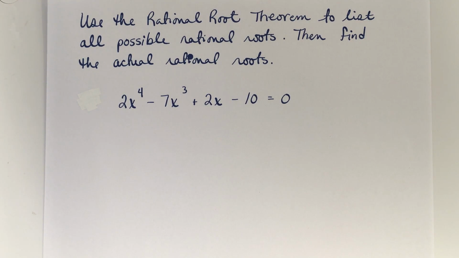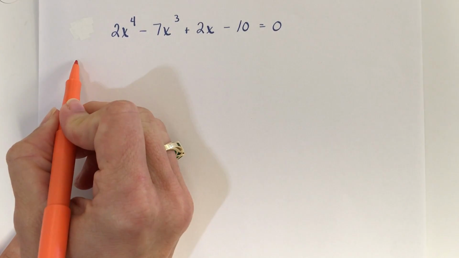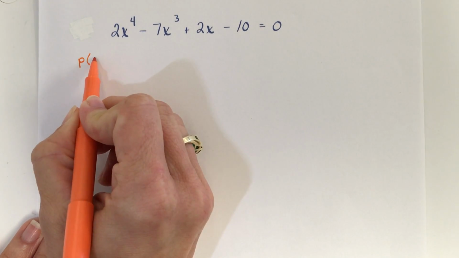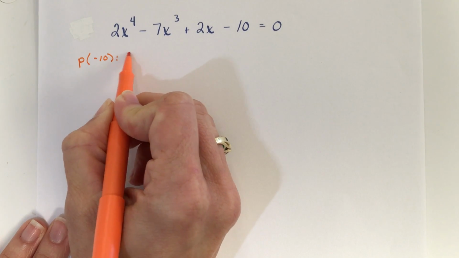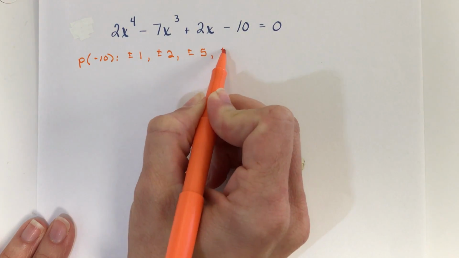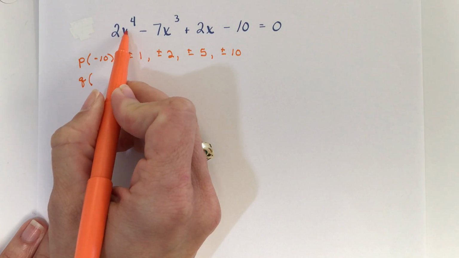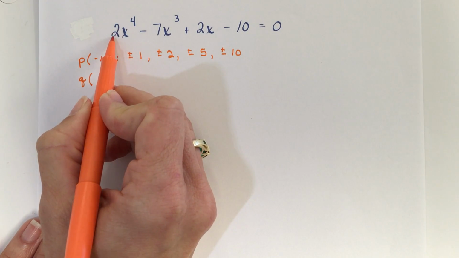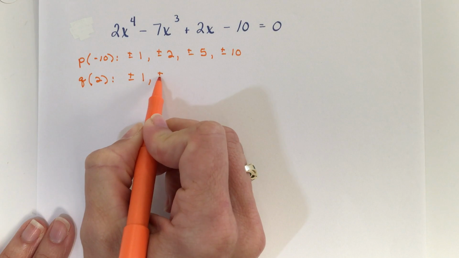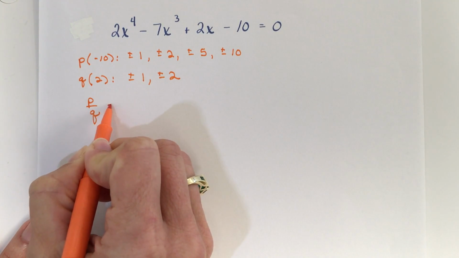Okay, so let's get our list. Let's do our P's and our Q's just like what we did a while ago. P is always going to be associated with the constant term, which is the -10. So list all the numbers that will go into 10, positive and negative. Now Q is your leading coefficient. If you find your largest exponent, the number in front is a 2. And list all the numbers that will go into 2.